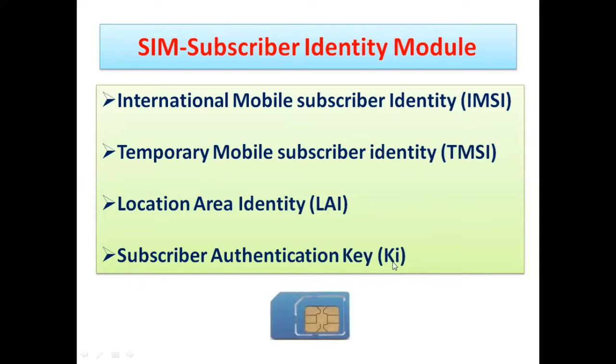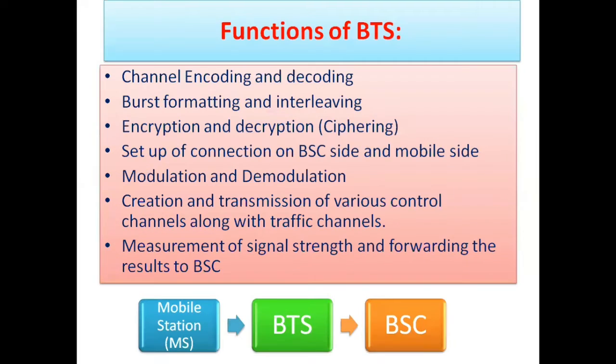Subscriber authentication key is another important identity, used for ciphering and encryption purposes. It is a unique identity that keeps on changing for every session, called the authentication key, KI. It is available in the SIM as well as in the authentication center, which accordingly authenticates the user, and using this key, ciphering is done for the information encryption.